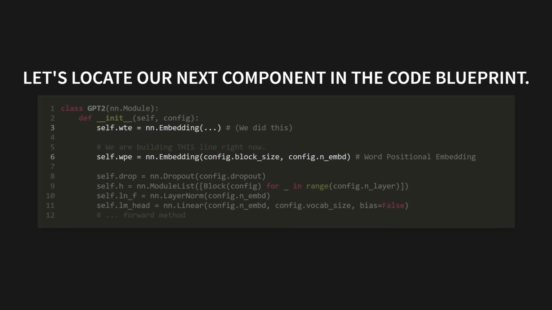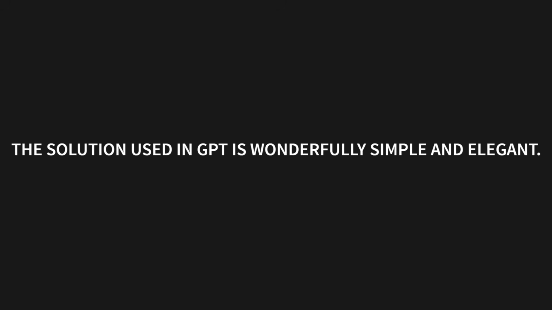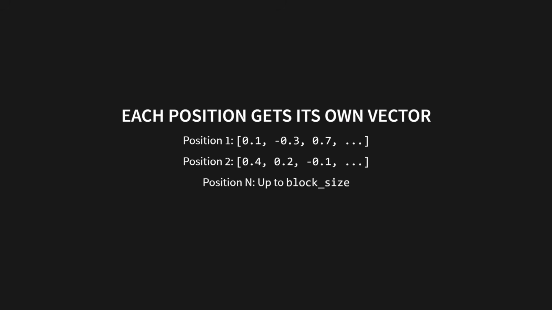So how do we do it? The solution used in GPT is wonderfully simple and elegant. Think about this. Just as we learned a unique vector for each word, we will now learn a unique vector for each position. It's that simple. Each position gets its own unique vector. So there's a vector that literally means I am at position 1, another for I am at position 2, and so on, all the way up to our maximum sequence length, the block size. And how do we implement this?